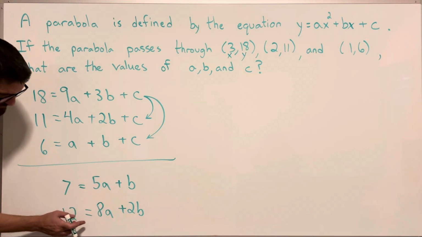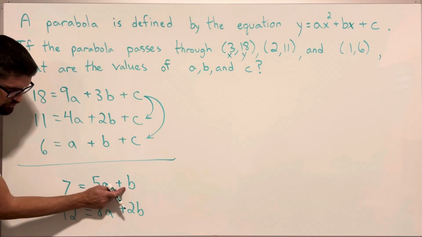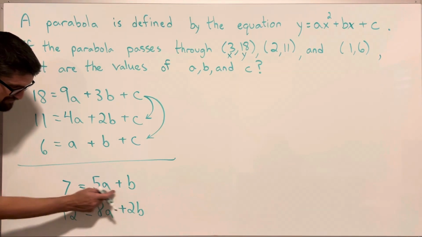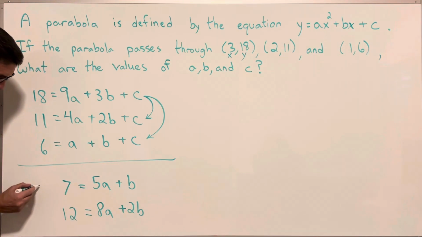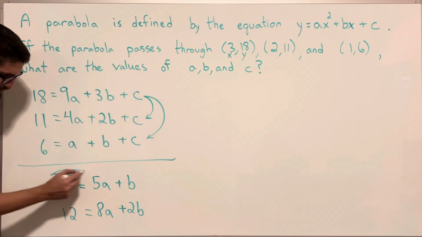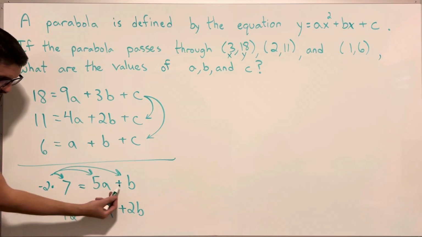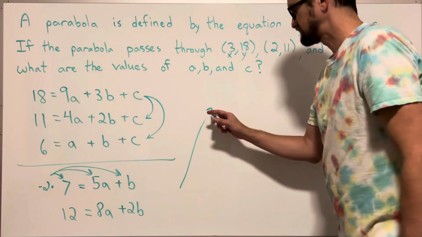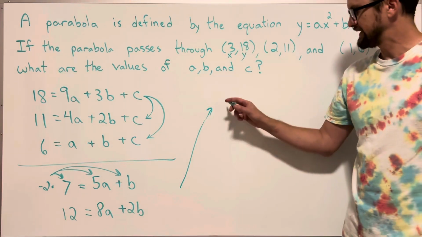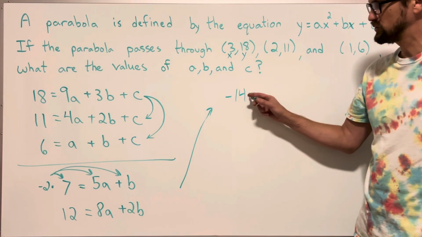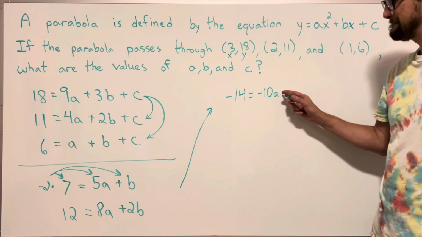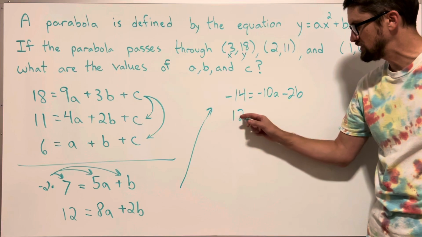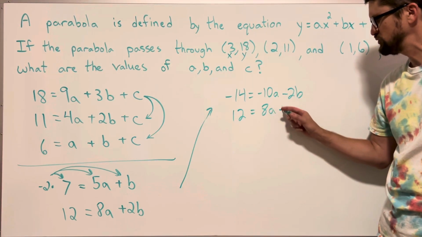Now the way I'm going to solve this is I'm going to make this a negative 2b, so that it is the opposite of this 2b, by multiplying both sides here by negative 2. So I'm multiplying both sides of this equation by negative 2. That's going to give me negative 14 equals negative 10a minus 2b. And I'm going to keep the bottom equation the same: 12 equals 8a plus 2b.